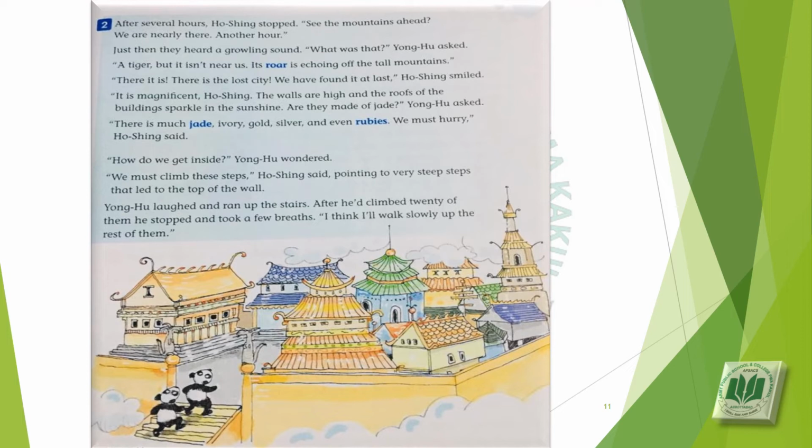"We must hurry," Hu Xing said. "How do we get inside?" Yong Hu wondered. "We must climb these steps," Hu Xing said, pointing to very steep steps that led to the top of the wall. Yong Hu laughed and ran up the stairs. After he had climbed 20 of them, he stopped and took a few breaths. "I think I will walk slowly up the rest of them."